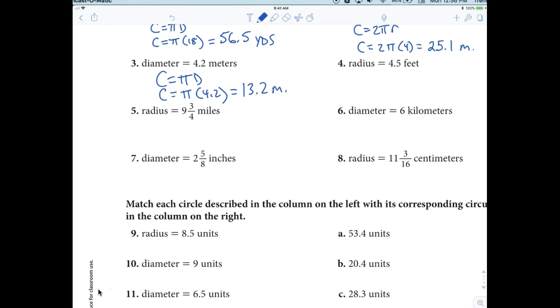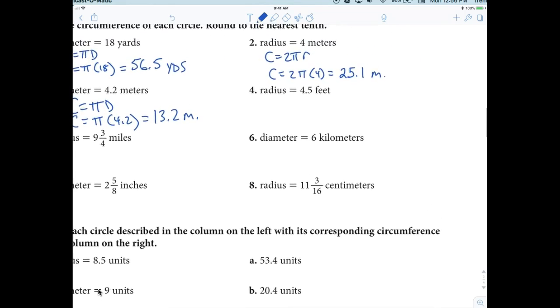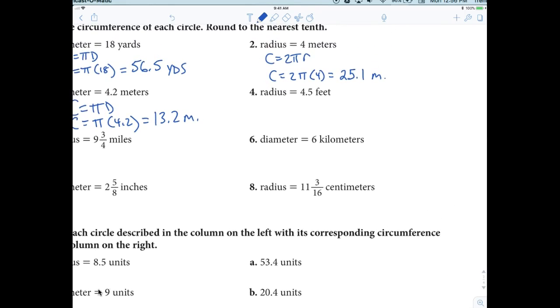Number 4. What am I doing? What formula? And then? 2 pi times 4. Okay, now tell me what that answer is. 28.3. Anybody else agree with 28.3 feet? Yeah. 28.3, yeah.